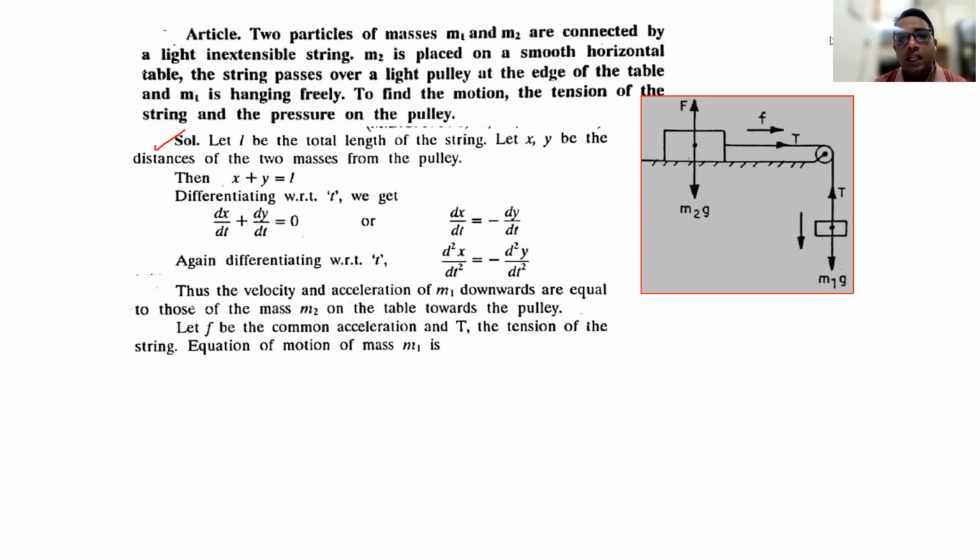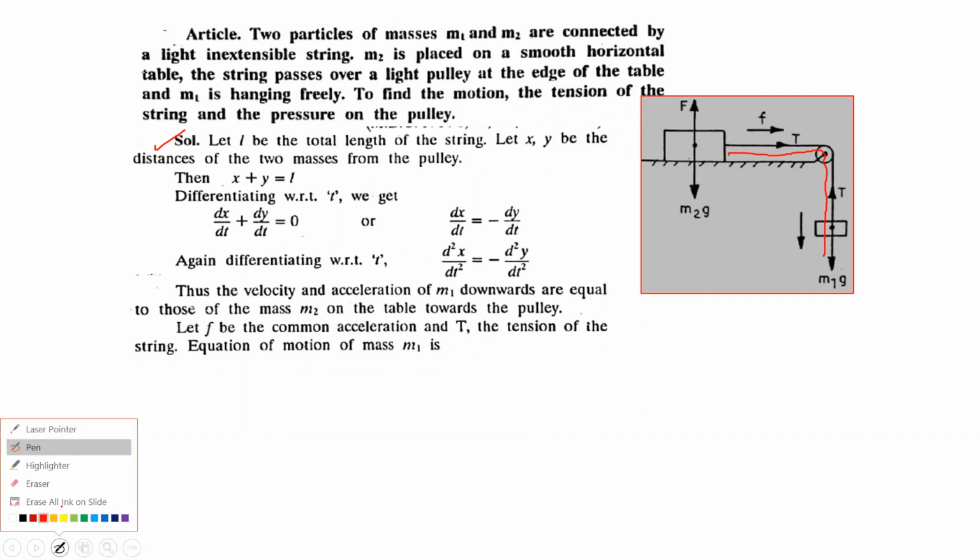L is the total length of the string. This is the L length of the string. Let x, y be the distances of the two masses from the pulley. At any instant we have measured the position: particle M2 is here and particle M1 is here. So let us suppose this distance from the pulley to this particle is x and the other distance is y. And the length being a constant quantity, x plus y is equal to L.